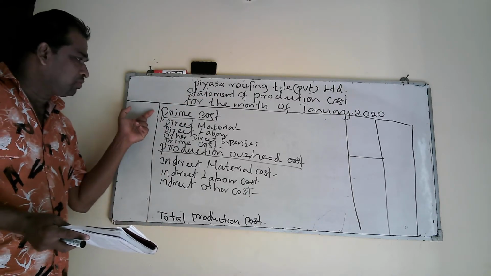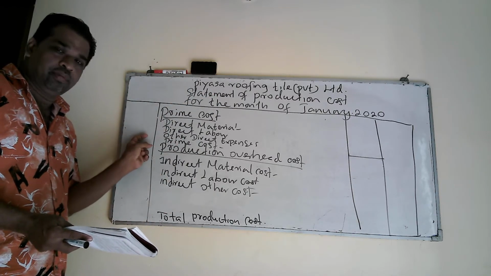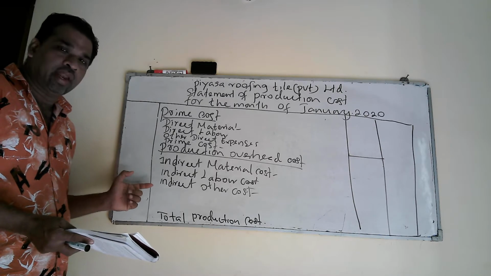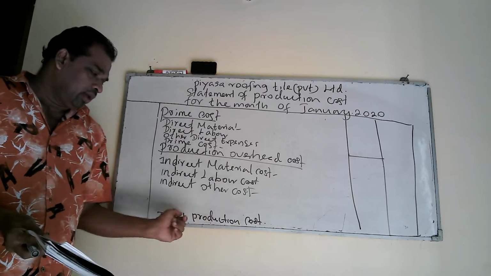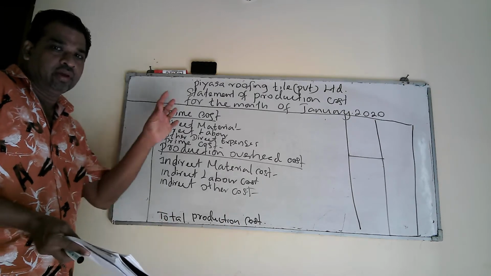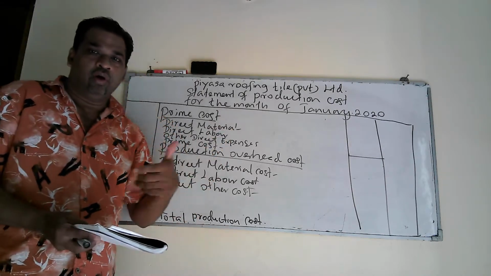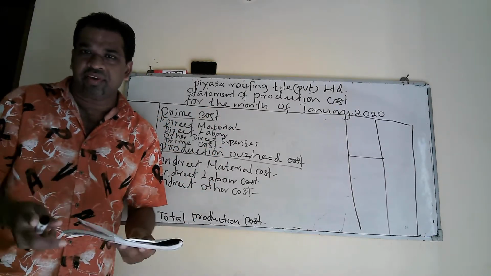On the top, prime cost, you can underline. Then you can leave a few lines. Then you can write production overhead cost. Under that you can leave some lines, and finally you can write total production cost. Like that you can first prepare the format. Then it is for you to mention all the values in the format. Now I am going to discuss the question.